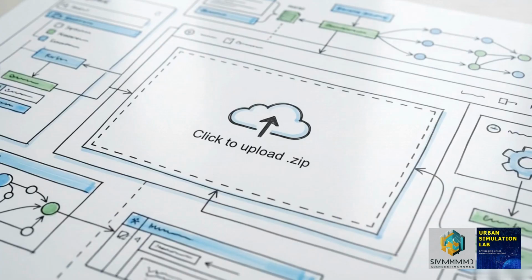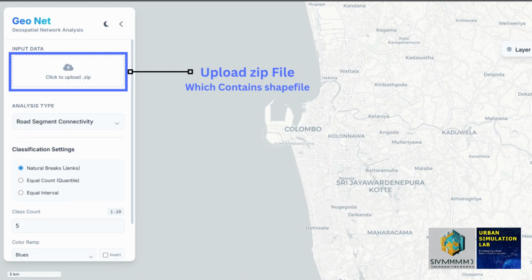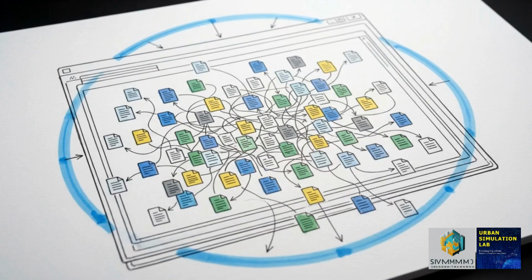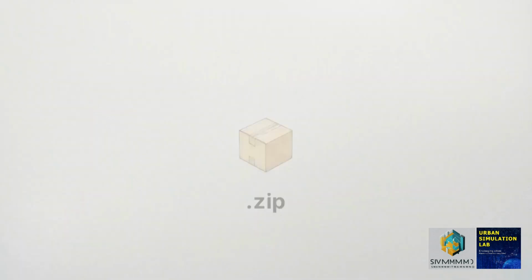This is the primary GeoNet workspace. To begin, locate the click-to-upload .zip drop zone in the center of the screen. You will need a package dataset ready on your local machine. You can click the drop zone to browse directories or drag your file directly onto the interface. Do not extract or unzip your data folder prior to this step. GeoNet requires the package .zip format.